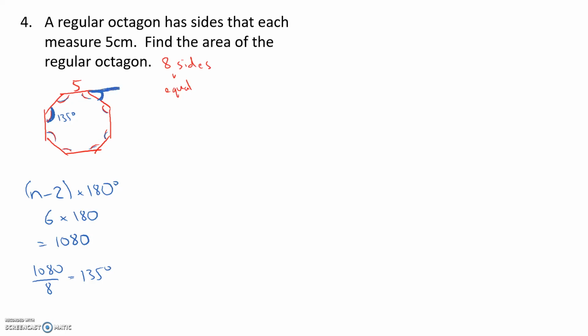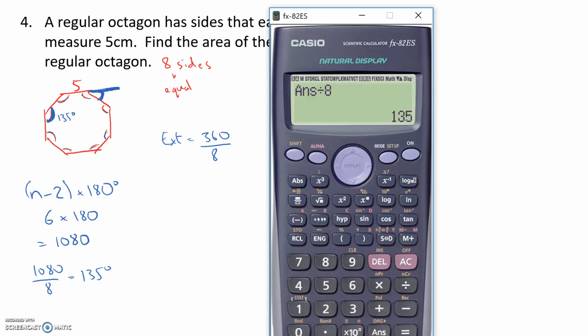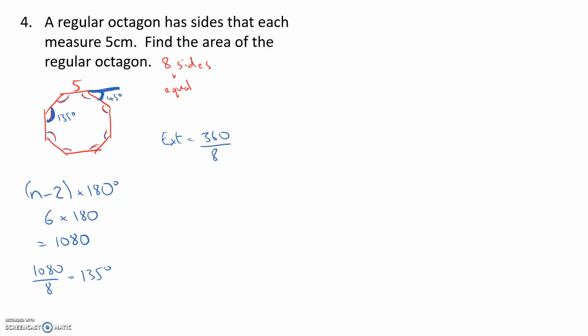So we form a straight line from one of the edges and we work out this exterior angle. What's that exterior angle? Well, the easiest way to do that is 360 degrees divided by the number of sides. So 360 divided by 8. And as it's a calculator paper, we get 45. So an exterior angle is 45 degrees. And we could then have worked out the interior angle by saying 180 minus 45 is going to give us 135. So those are methods that you need to be able to use.